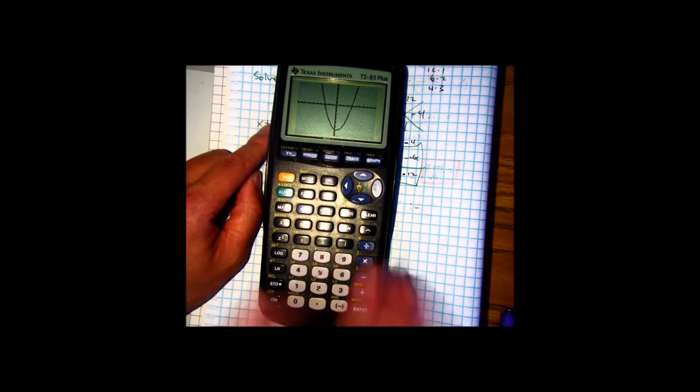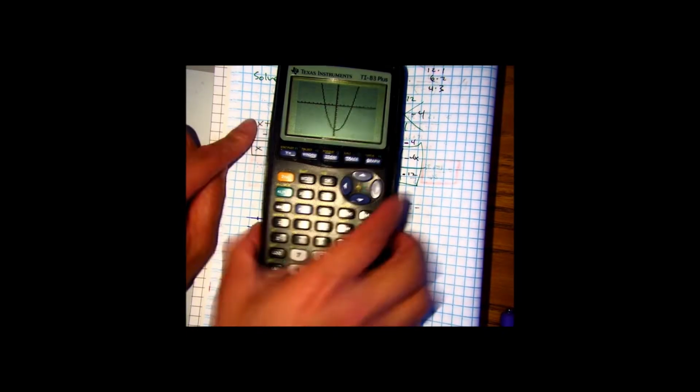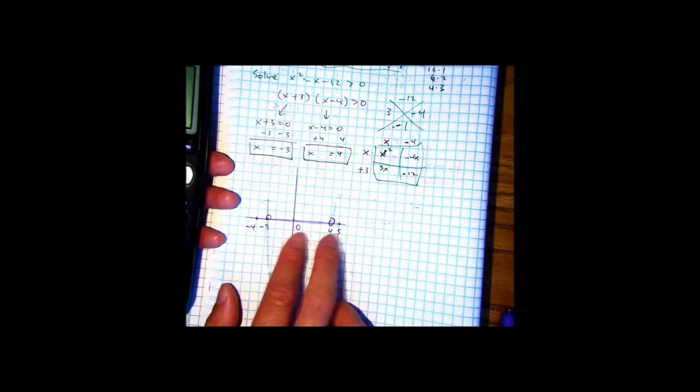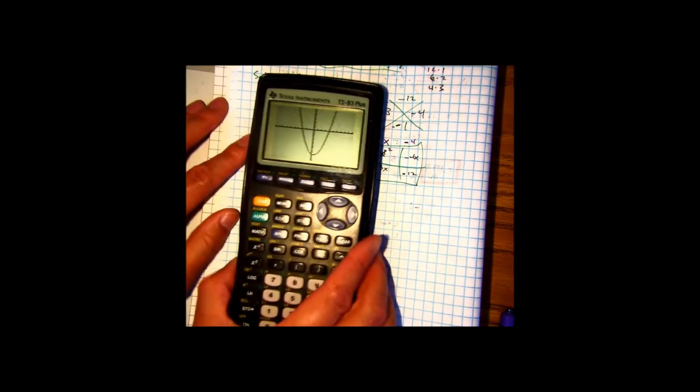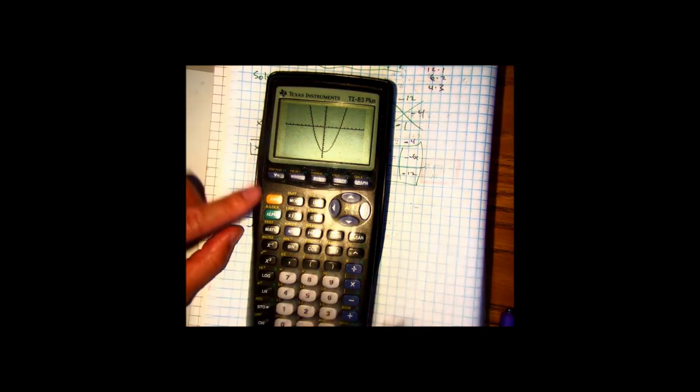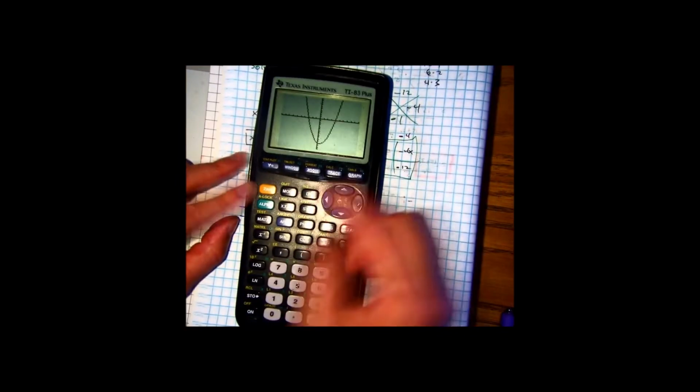Okay, now we have a parabola. You can see it's a U, not a V. The next thing I'm going to do is use my calculator to help us figure out the test points. So in order to do that, I'm going to press second window. What command, class?